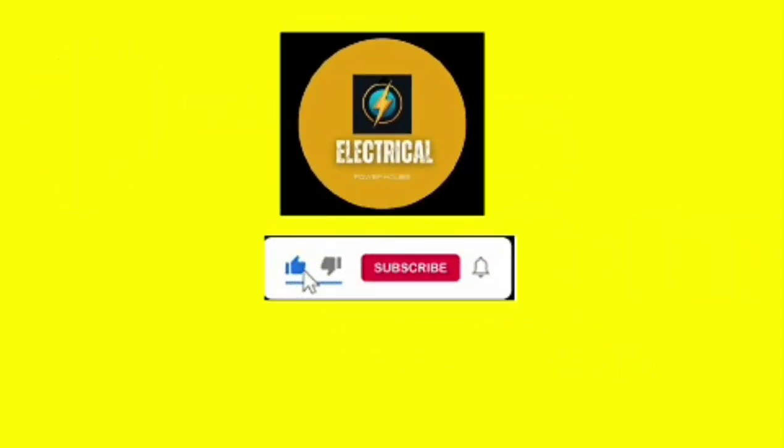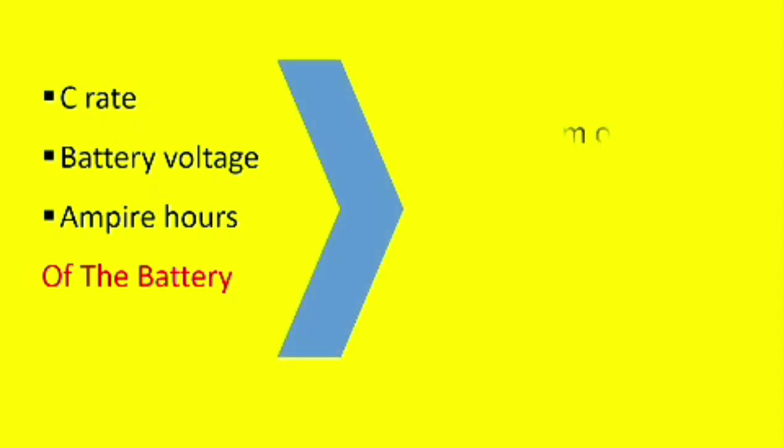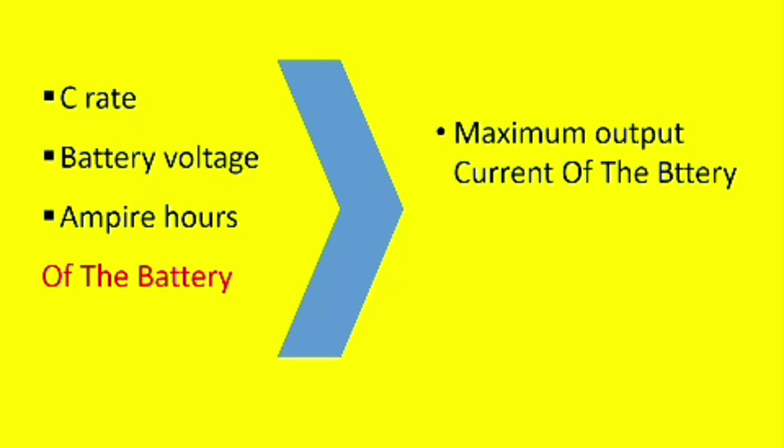Before trying to choose a battery, you need to know these concepts. The first one is what is C rating. The second one is the output voltage of the battery. And the third one is what is ampere hours of a battery. When you know these concepts, we can calculate the maximum output current of a battery in amperes and also battery capacity in watt hours.